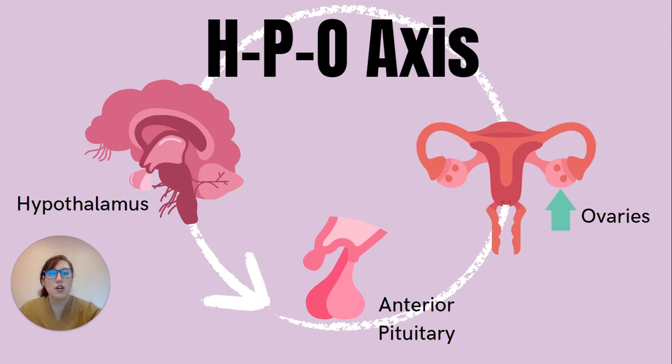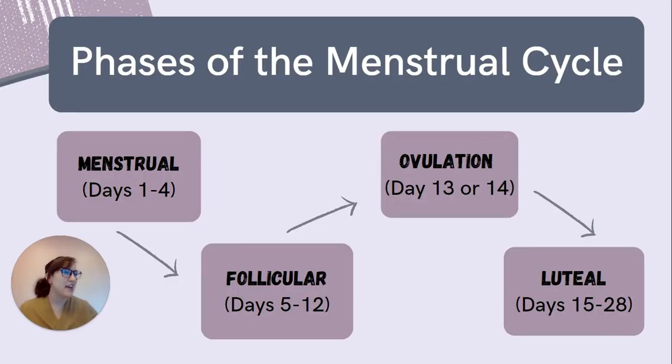Now that we've talked about each structure and their hormones, let's recap. The process we just talked about is known as the hypothalamic pituitary ovarian axis, abbreviated HPO axis. So starting in the hypothalamus, it releases GnRH. That causes the anterior pituitary to release FSH and LH. And those hormones then work on the ovaries to produce estrogen and progesterone. You got it.